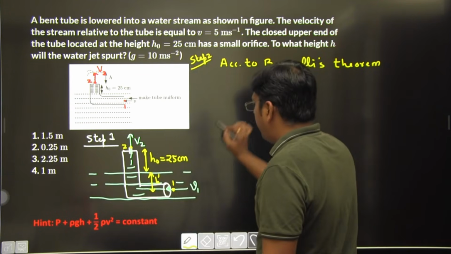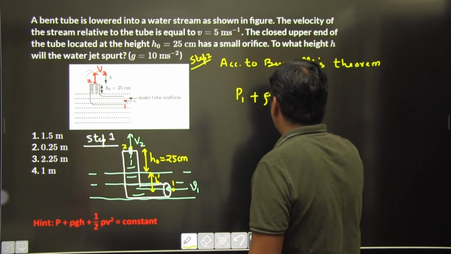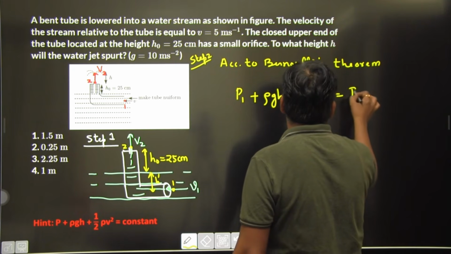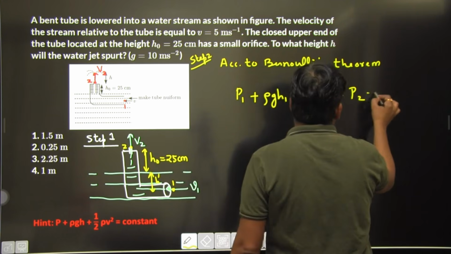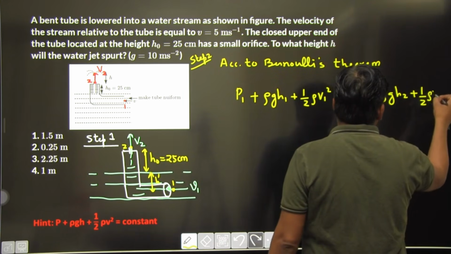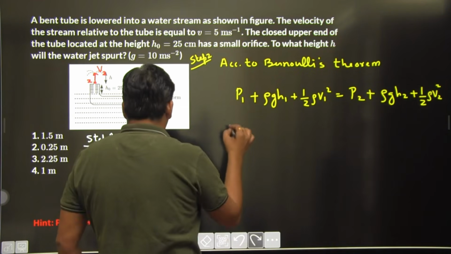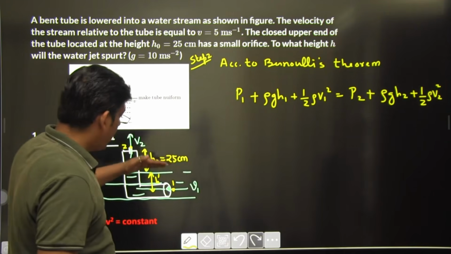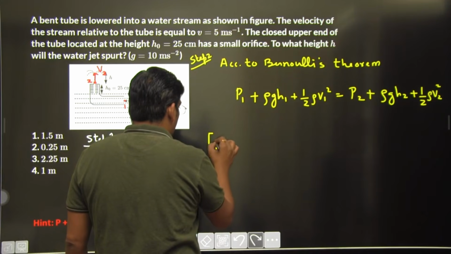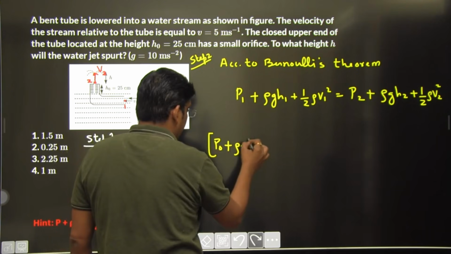Now for point 1, pressure at point 1 plus potential energy per unit volume plus kinetic energy per unit volume at point 1 must be equal to pressure at point 2, plus potential energy per unit volume at point 2 plus kinetic energy per unit volume at point 2. Now let us write these values. Pressure at point 1 is h dash height below the free surface of the liquid, so pressure would be P naught plus pressure due to h dash height of liquid column, rho g h dash.